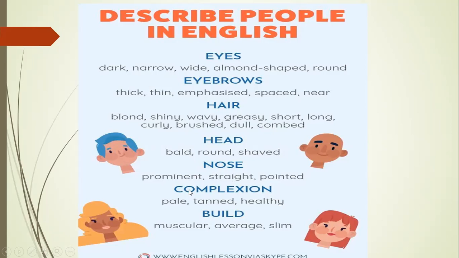Para describir tu complexión, complexion en inglés significa color de piel, ¿ok? Por ejemplo, I am pale, I am tanned, I am healthy. Aquí estamos hablando de adjetivos, ustedes utilizan el verbo ser o estar. Build. Ahora sí, para describir tu complexión. I am muscular. Soy musculoso. O I have average build. Or I am slim. Slim es un adjetivo, por lo tanto usan verbo ser o estar.